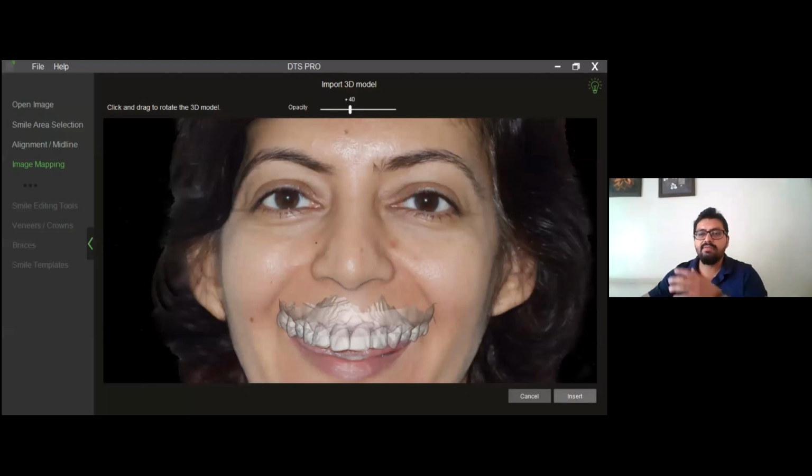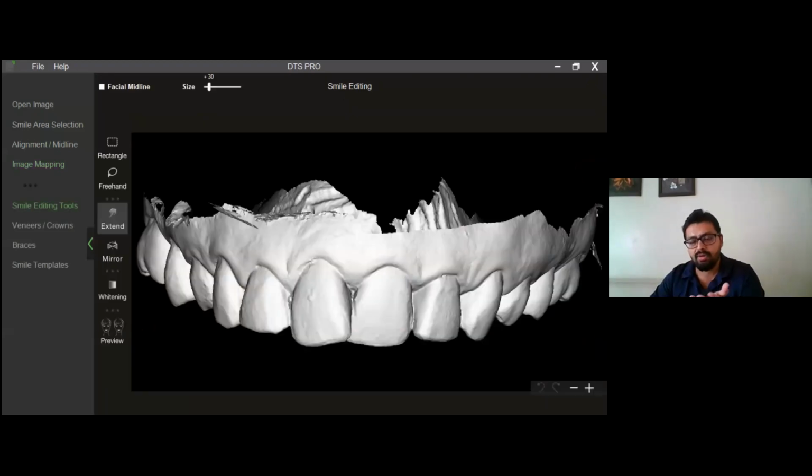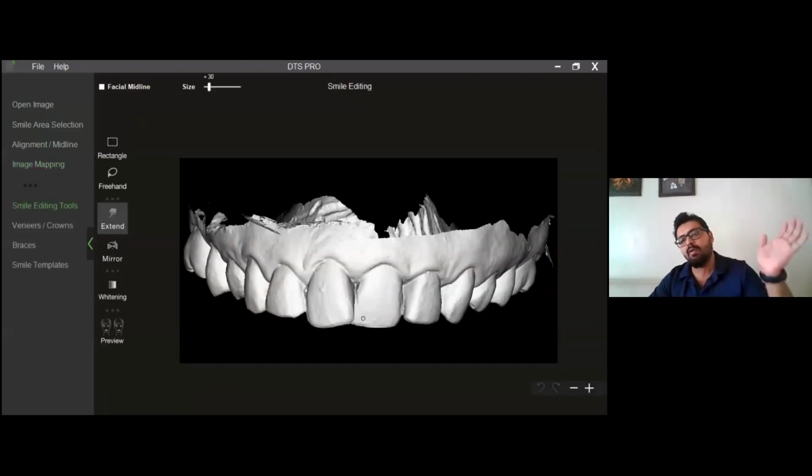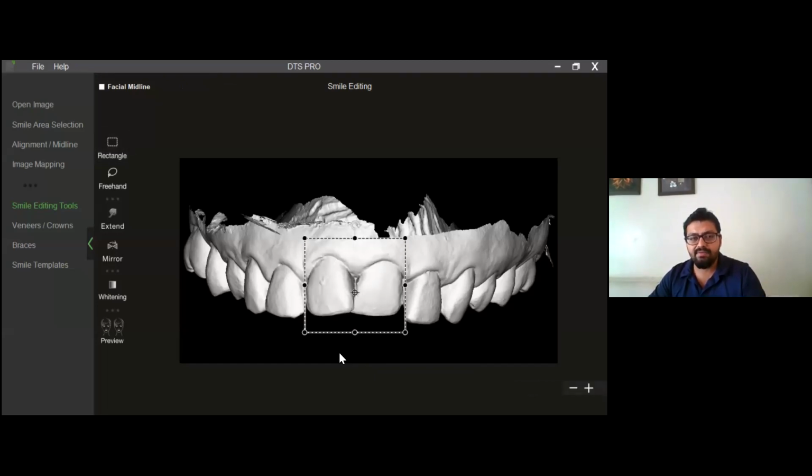And now once you have superimposed the STL scan on the patient's image, you can carry out whatever changes on that image or on the STL scan and see how it reflects in the smile. So if for example I want to intrude my two teeth, so just imagine I am trying to orthodontically intrude the two of my teeth, I can exactly see the effect that it would do.